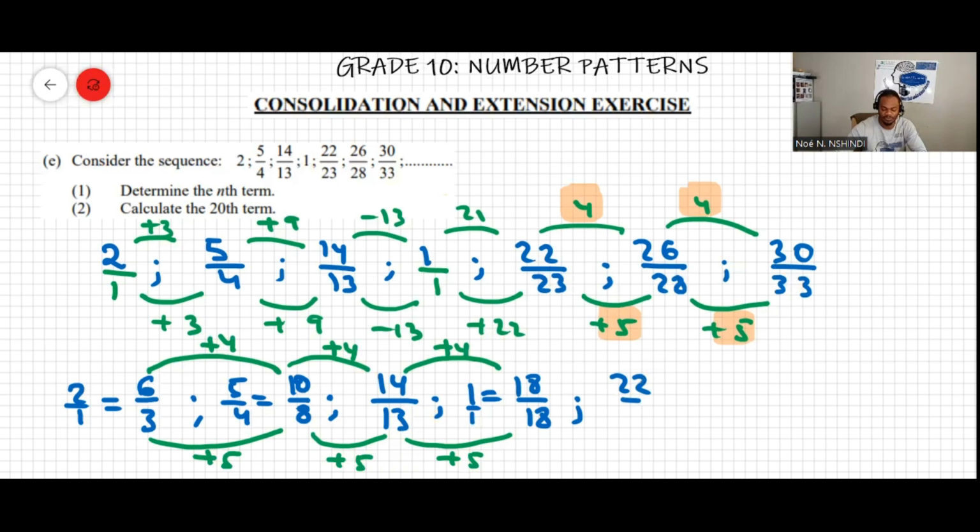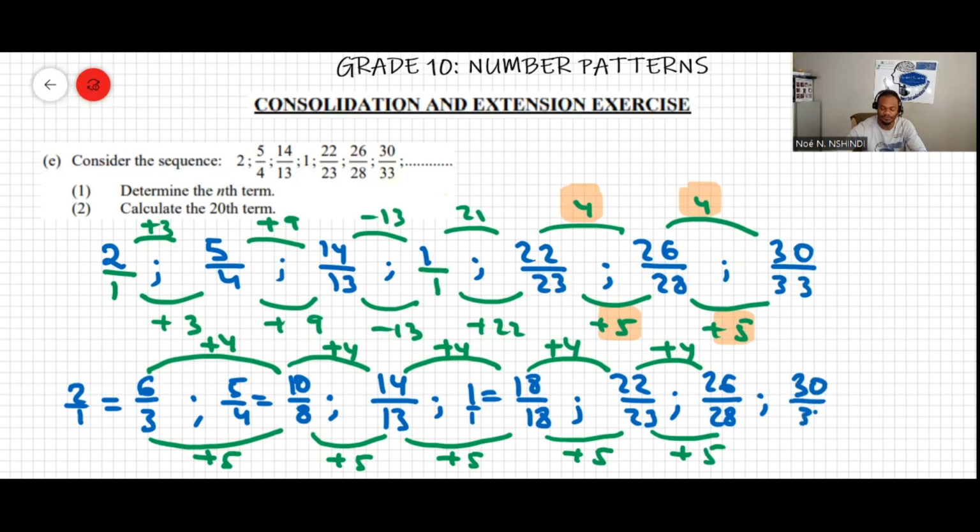So 22 over 23. You see that from 18 to 22 is plus 4. And then 18 to 23 is plus 5. Okay? And then the next step will be 26 over 28. Over here, again, it's plus 4, and there, plus 5. And then also, obviously, for 30 and 33, the difference, as we said, was plus 4 and then plus 5.